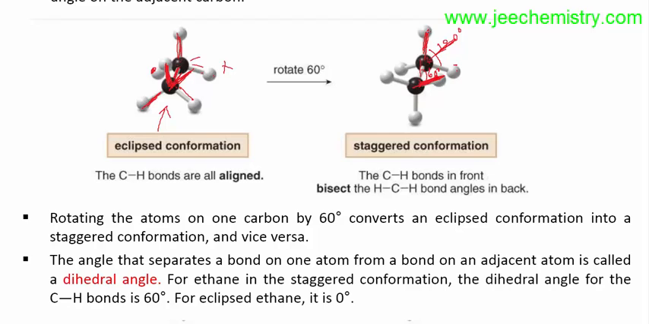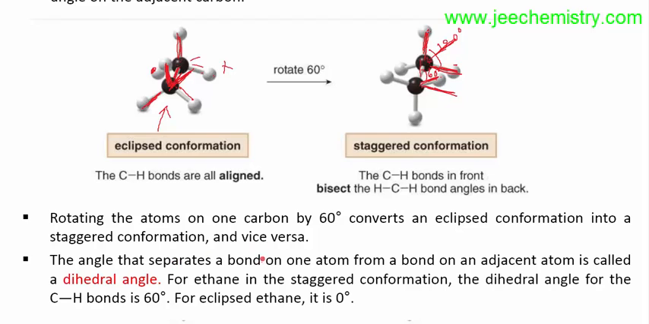This CH bond, if you rotate by 60 degrees, will come to this position. This will align with this backward carbon hydrogen bond. This will align with this carbon hydrogen bond. Eclipsed changes to staggered by 60 degree rotation, and staggered also changes to eclipsed by 60 degree rotation.